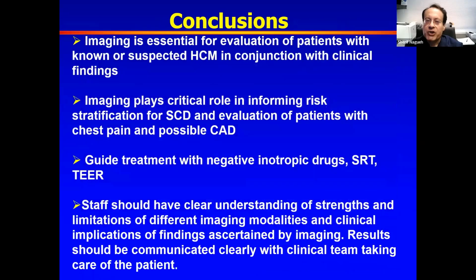So in conclusion, imaging is essential for the evaluation of patients with known or suspected hypertrophic cardiomyopathy. To arrive at a diagnosis, it is seldom imaging alone. This should be in conjunction with clinical findings. Imaging plays a critical role in informing risk stratification for sudden cardiac death, as well as the evaluation of patients with chest pain and possible coronary artery disease. Imaging can guide treatment with negative inotropic drugs, septal reduction therapy, and transcatheter edge-to-edge repair of the mitral valve.